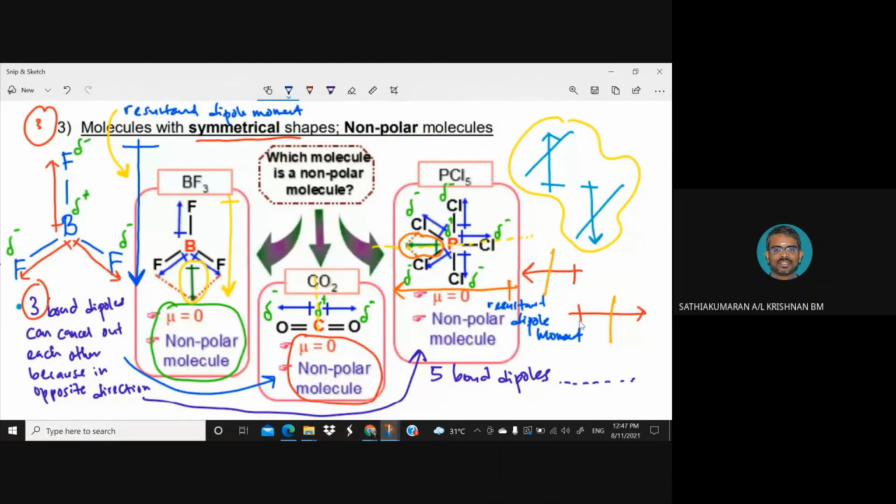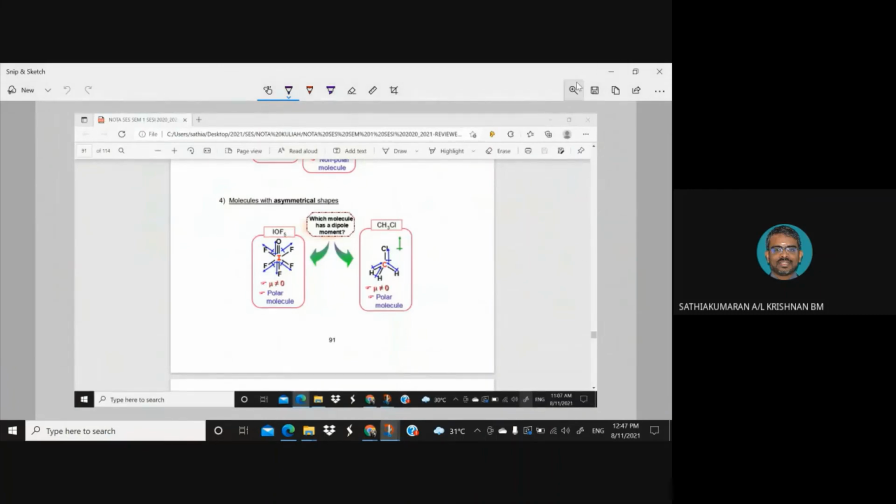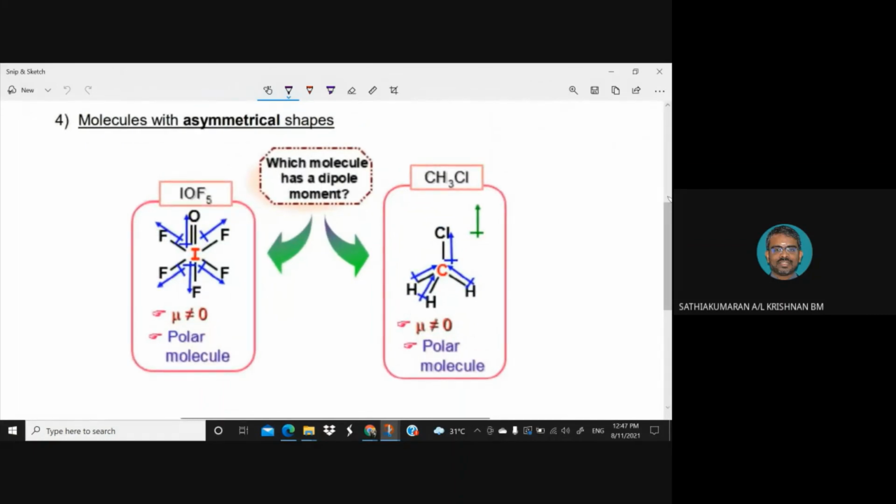Okay, now let us see type number 4, where my molecule is not symmetrical, asymmetrical. Okay, let us see this one. If you cut like this, is it symmetry? No, because left, right, I got 2F. Here also I got 2F. But here O, here F, not the same. So this is an asymmetrical shape.